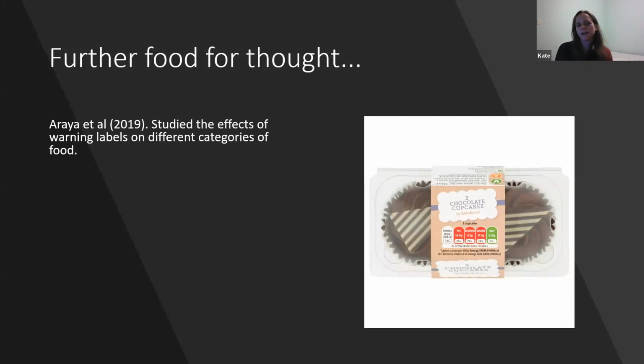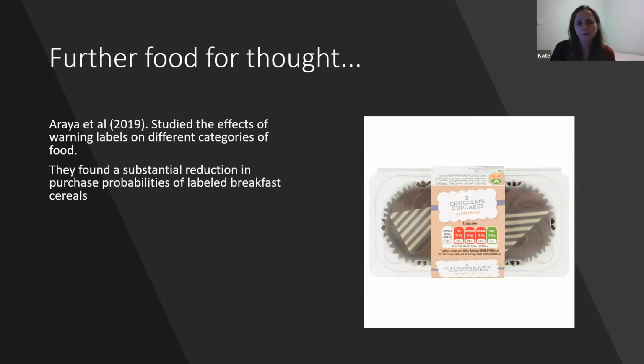There's another study by Araya et al. in 2019, and what they did was look at the effects of warning labels on different categories of food. What they found was that when warning labels were put on foods such as breakfast cereals, there was a substantial reduction in the probability that somebody would purchase the food. So we saw the Chilean Frosties earlier on with the warning signs on. So you pick up your breakfast cereal, you think it's relatively healthy, you see the warning sign and you realize it isn't. It's got high sugar, it's got high calories, and you put it back on the shelf.